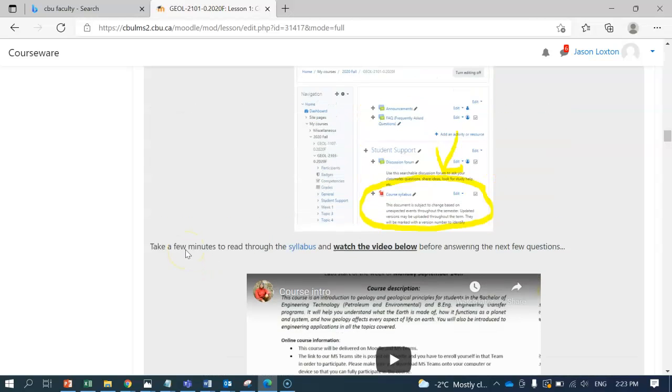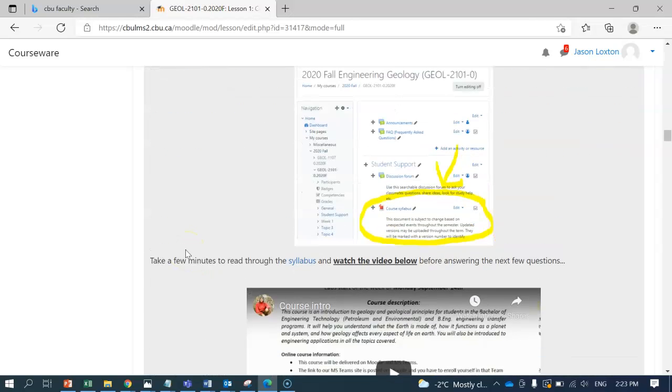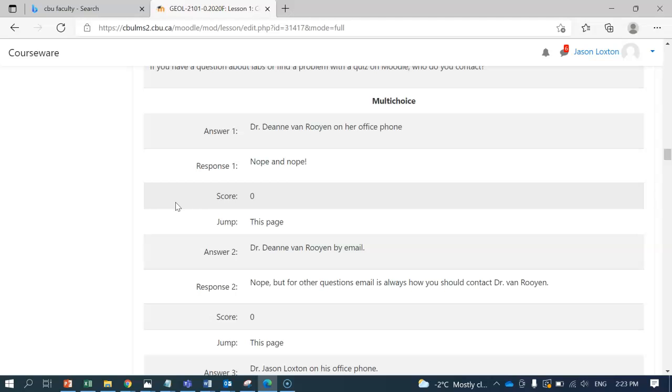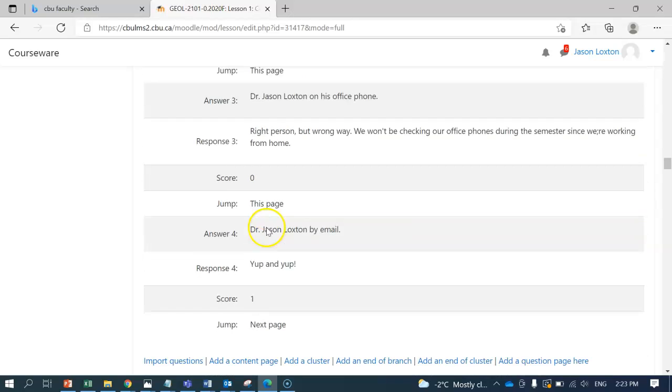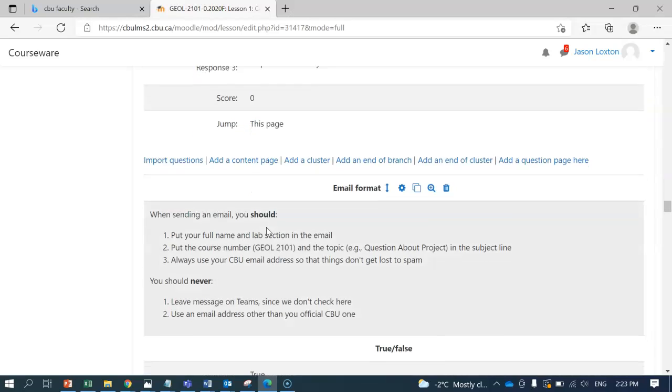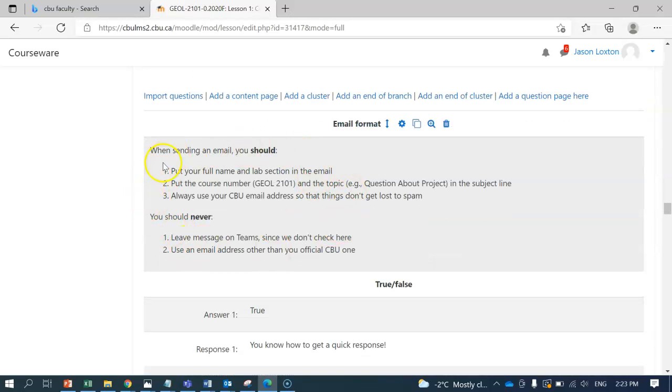So after they have read through that material, and they're prompted to read it here, it's in this video format as well down here. Then they have to answer a series of multiple choice questions about different aspects of what they have just been introduced to. So for example, email protocol.